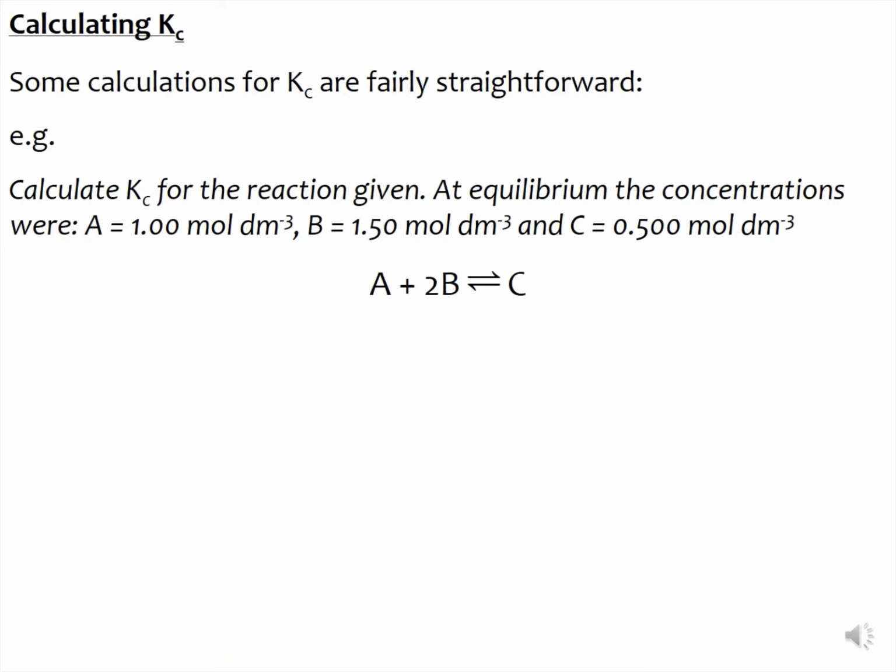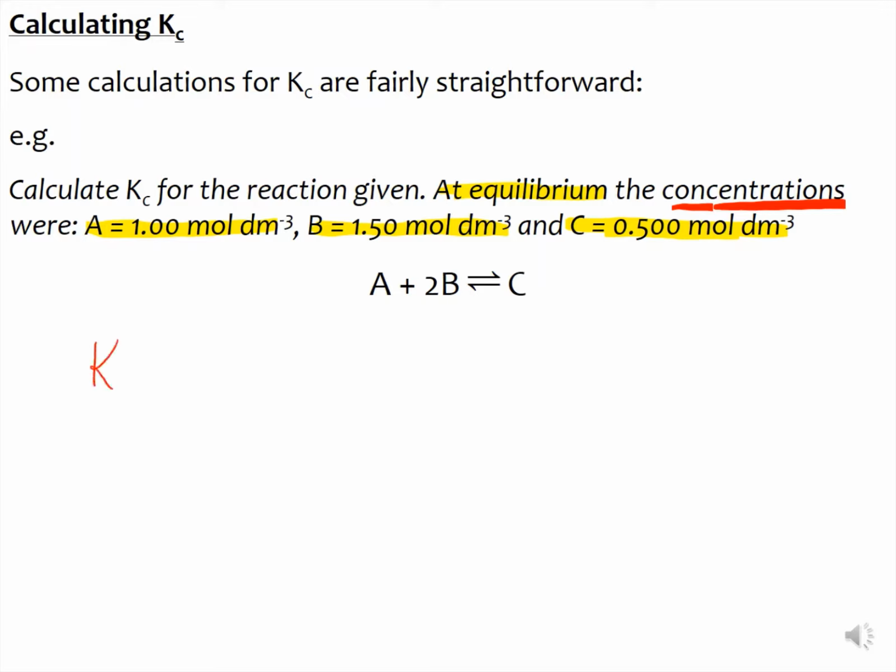Now for this, it is, as I said, fairly straightforward. We've been given the concentrations at equilibrium. We've been told that the concentration of A is 1 molar, B is 1.5, and C is 0.5. And we know that we're at equilibrium. So we can go straight into doing a Kc calculation with this one.